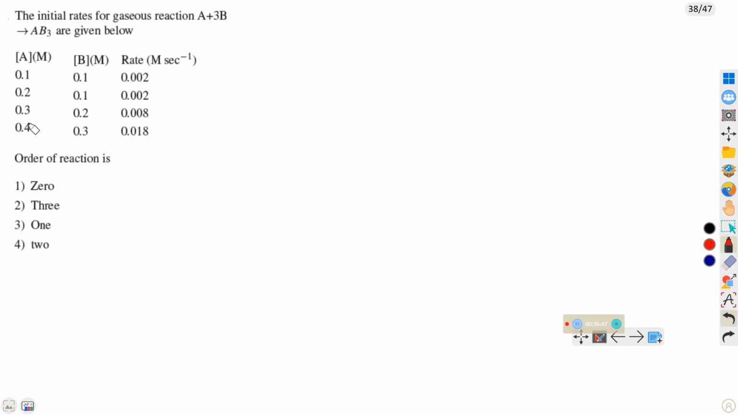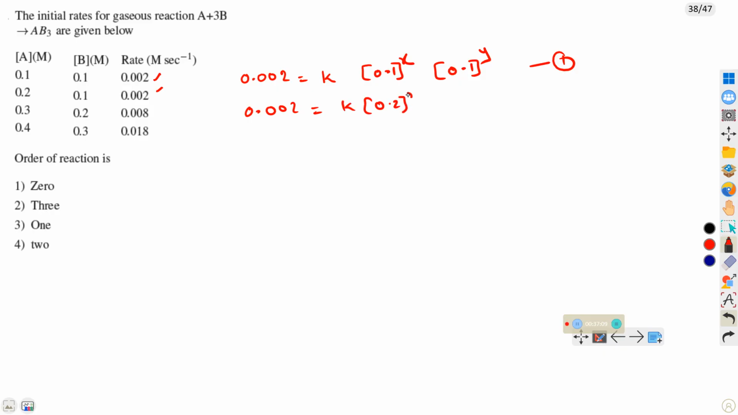Calculate the order of the reaction. 0.002 is equals to K into 0.1 whole power X, 0.1 whole power Y. This is equation 1. From this data, 0.002 is equals to K into 0.2 whole power X, 0.1 whole power Y. This is second equation.